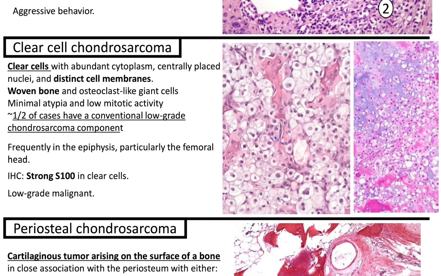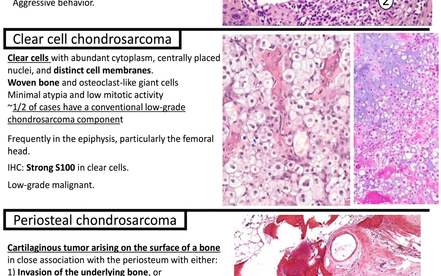Clear cell chondrosarcoma, as implied by its name, has clear cells with abundant cytoplasm. The nuclei will be centrally placed with distinct cell membranes. You'll have woven bone and osteoclast-like giant cells. You should see minimal atypia and low mitotic activity. Half of cases have a conventional low-grade chondrosarcoma component. And it's frequently in the epiphysis, particularly the femoral head. There's strong S100 in the clear cells, and it's low-grade malignant.